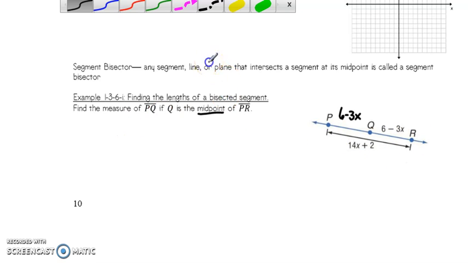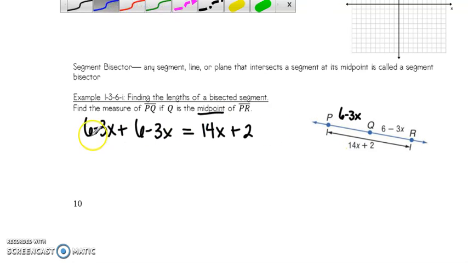Okay? So a segment bisector bisects a segment right in half. Like we're sharing a candy bar. We got to be nice and we got to only cut it directly down the middle. So 6 minus 3x plus another 6 minus 3x is going to equal the total, which in this case is 14x plus 2.